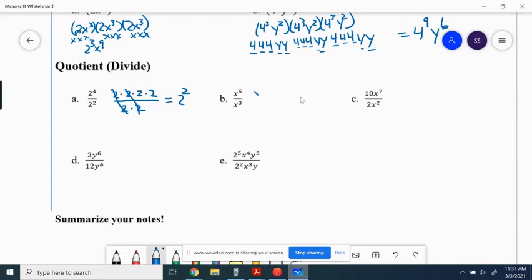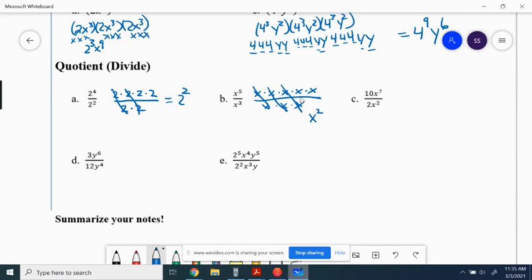All right, for b, we have x times x times x times x, oh, one more, times x. And x to the third will be x times x times x. And just like with the 2's, we have the same number. We don't know what that number is, but we know it's the same, so these will cancel out. 3 of them will, and I'll be left with x to the second power.